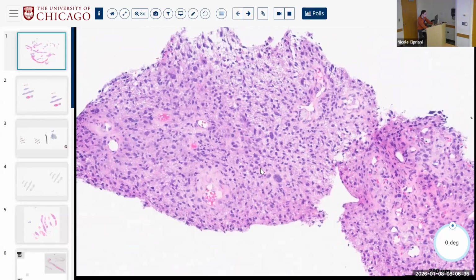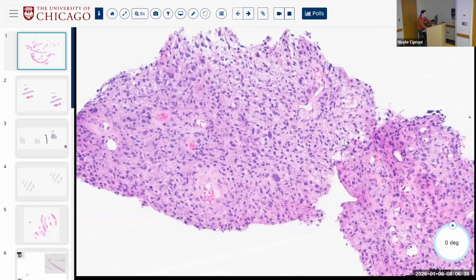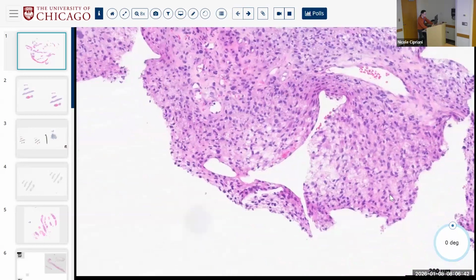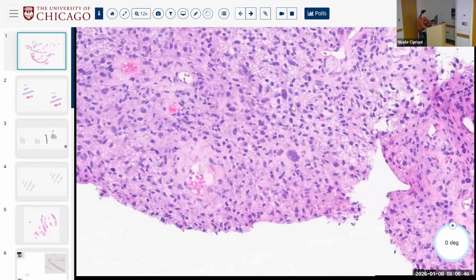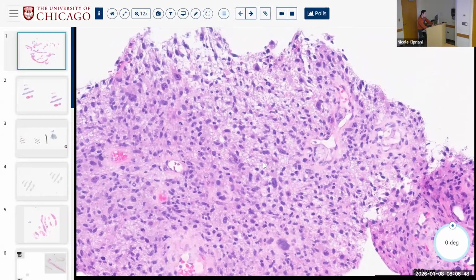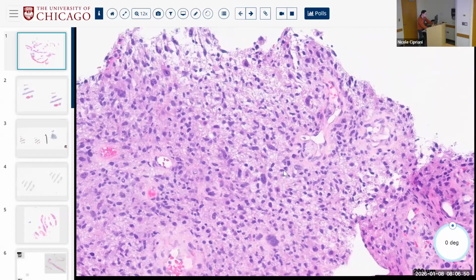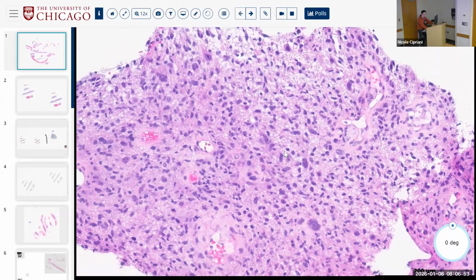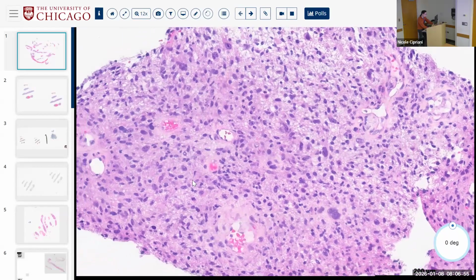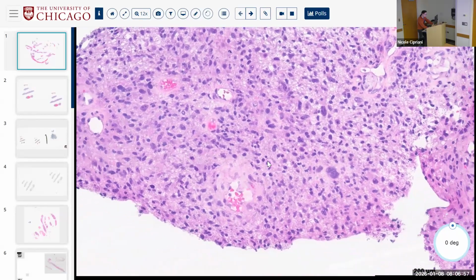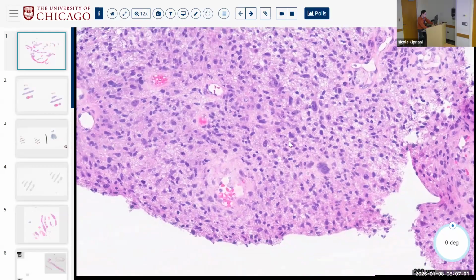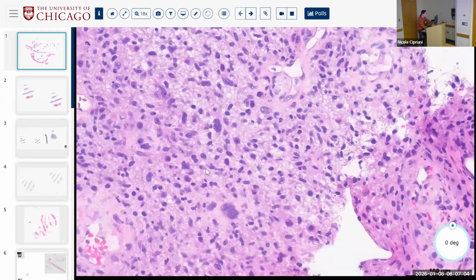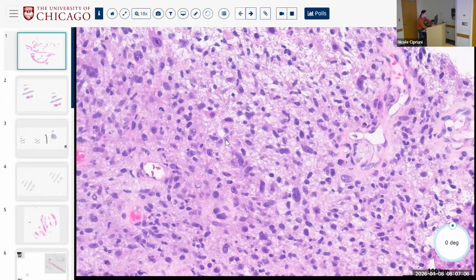You have areas where they're more loosely put together with this looser stroma, and then areas where the stroma gets a little bit denser, but it still maintains this bubbly or vacuolated appearance. My first impression is, is this some kind of lipogenic tumor? We're trying to put it into a bucket in soft tissue. It looks high grade. You have really big nuclei like that, and prominent nucleoli here.